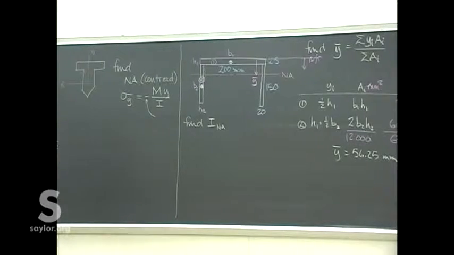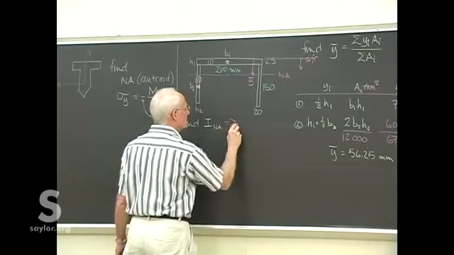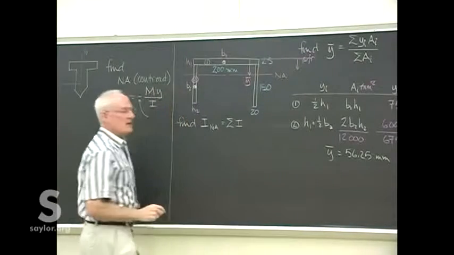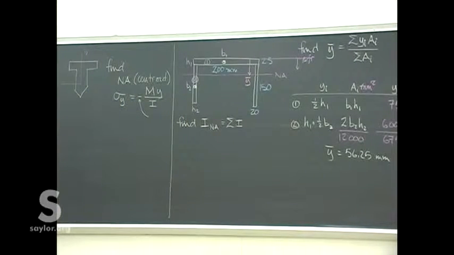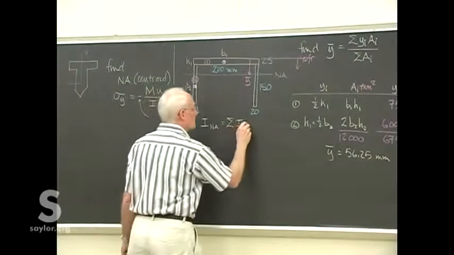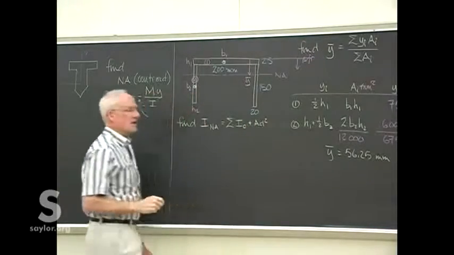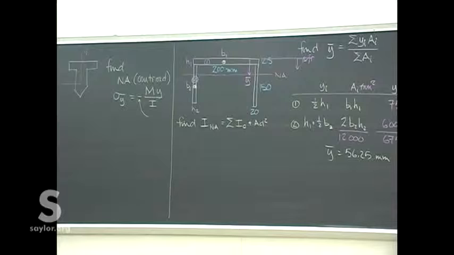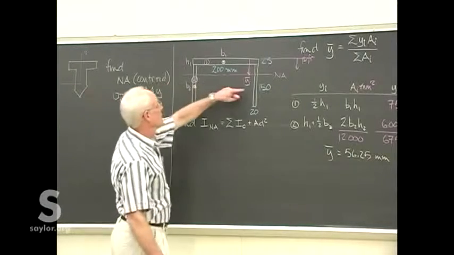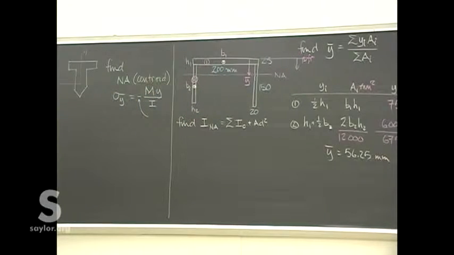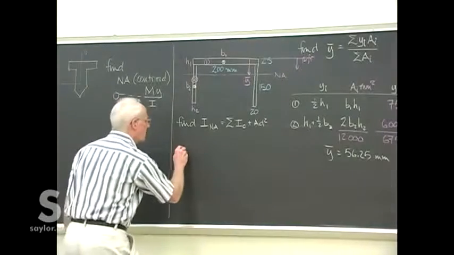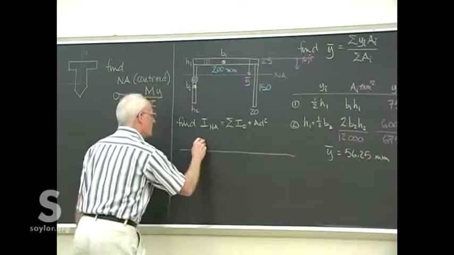To do that, we sum up the individual moments of inertia with respect to their own centroid, and then we apply the parallel axis theorem because the axis we're concerned with, the neutral axis, is probably not going through the centroid of any of the pieces. So again, a table might help as you do that.